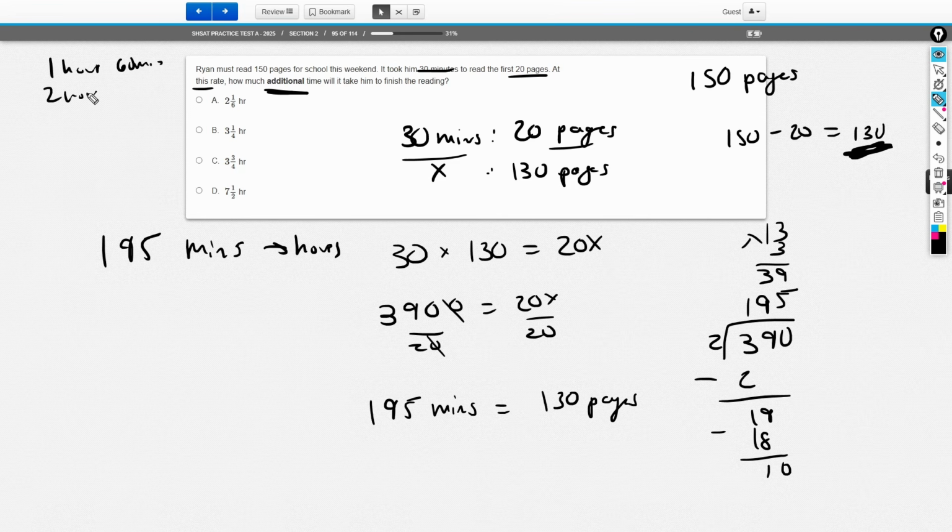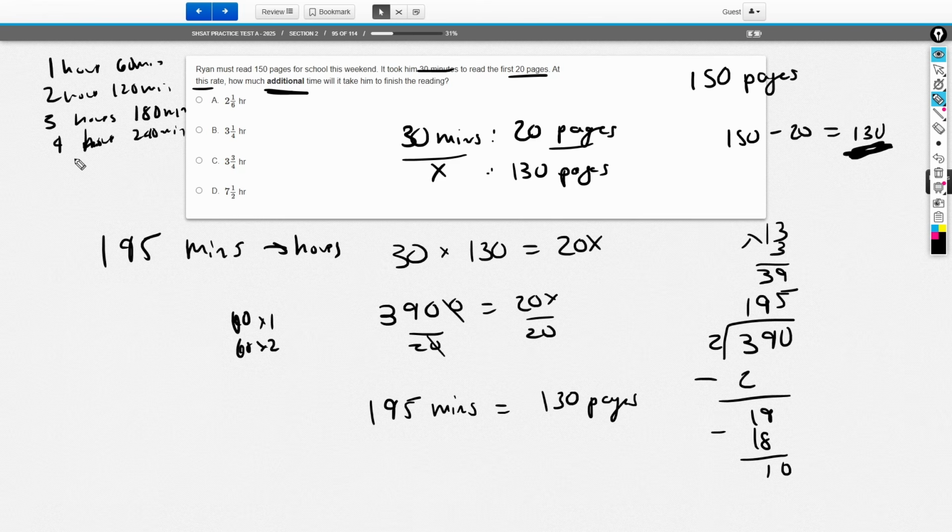I know that 2 hours is 120 minutes, 3 hours is 180 minutes, and finally, 4 hours is 240 minutes. How do I know this? I'm just multiplying 60 minutes by 1 hour, 60 minutes by 2, and so on and so forth.